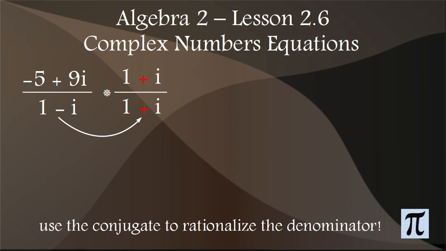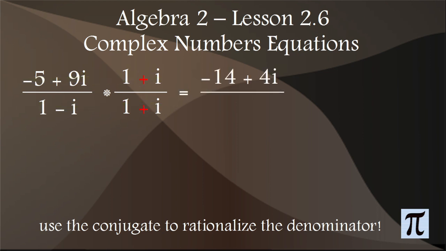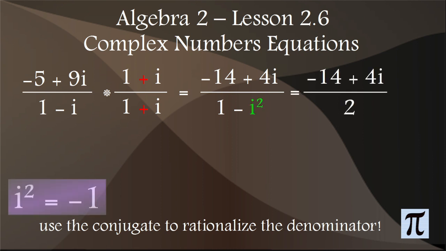It's something over itself. So if you multiply across, the top becomes negative 14 plus 4i after we FOIL that out, and the bottom becomes 1 minus i squared. Remember, i squared is negative 1, so 1 minus negative 1 is 2, and we can factor that 2 out, and we end up with negative 7 plus 2i.